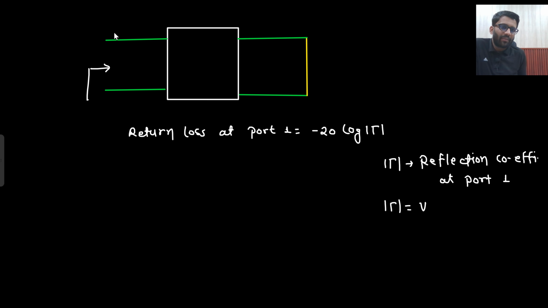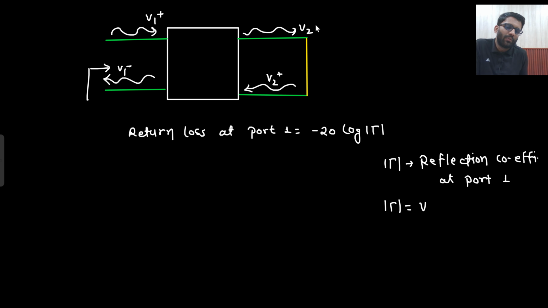Here for scattering parameters, what do we do? I send V1 plus, reflected back is V1 minus. I send V2 plus, reflected back is V2 minus, right? If I need to find gamma here, I need to find V1 minus upon V1 plus. But this is not with respect to any condition, no condition that V2 plus is equal to 0. Here you are not finding S11, simply V1 minus divided by V1 plus.